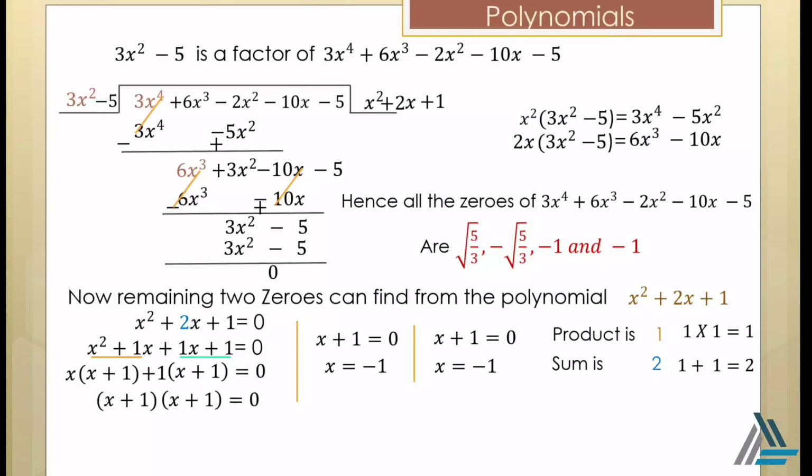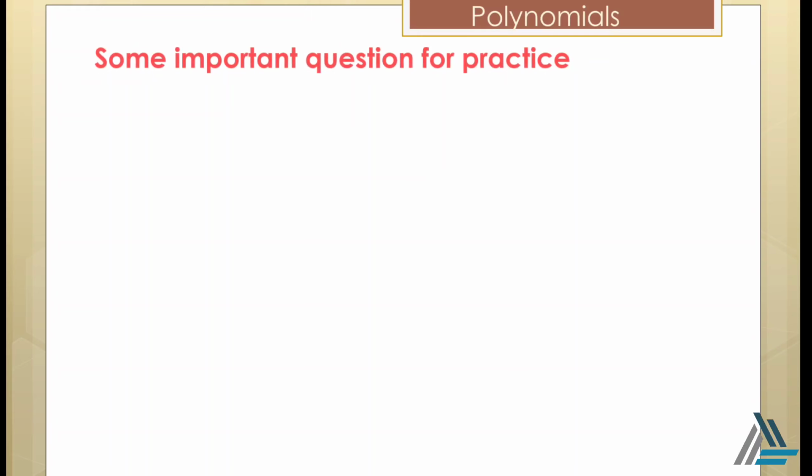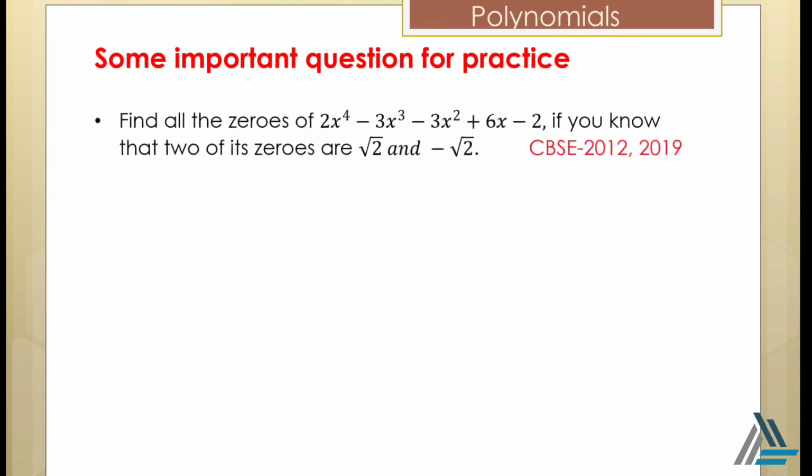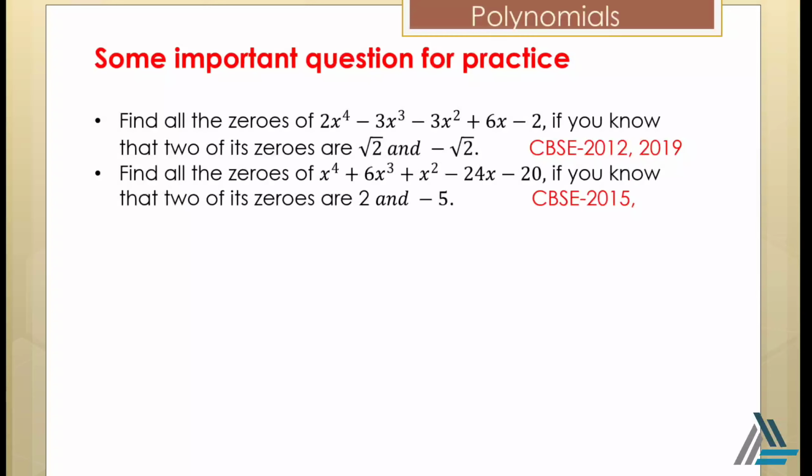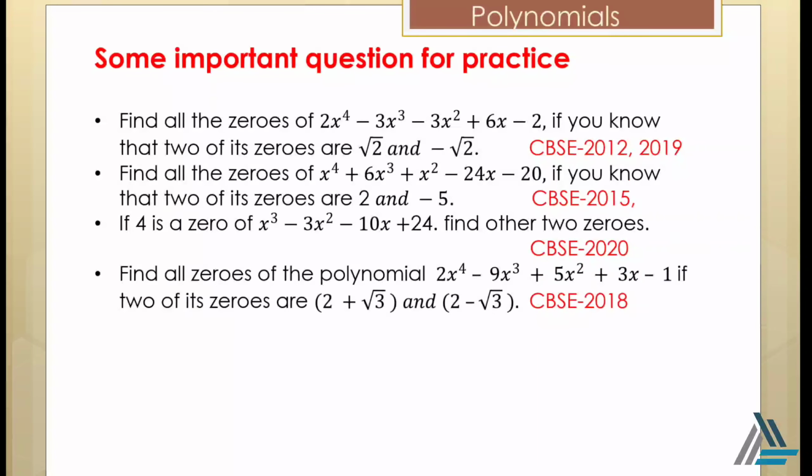Let's see some important examples for your practice. There is the first question, second, third, fourth. These questions all appeared in previous year board exams, and you can solve them in the same way. First of all, you have to make a polynomial from the given zeros and use this polynomial to divide the given polynomial, and then you find the quotient, and from this quotient you can find the remaining zeros. I think you all understand the method.